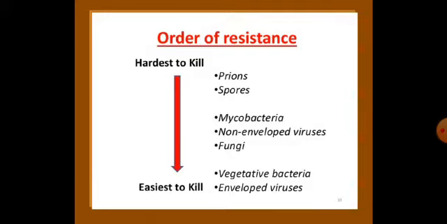The order of resistance of the most known microorganisms, the hardest organisms to kill, are the prions and the spores. They are very, very resistant. And the easiest to kill are the vegetative bacteria and the enveloped viruses. Enveloped viruses, for example the COVID-19 virus, can be easily destroyed by alcohol.